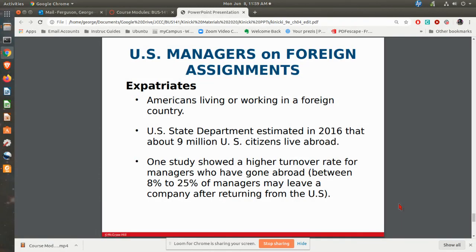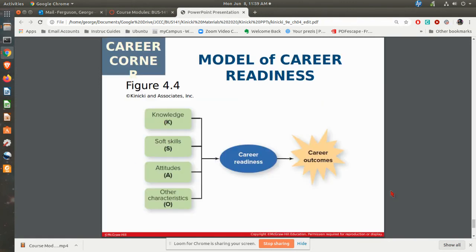American managers who go overseas are considered expats, expatriates. In other words, you're on a project and you are living and working in a foreign country. One of the things that happens many times when expats come back to the United States is that a lot of them go to another company because of their experience.